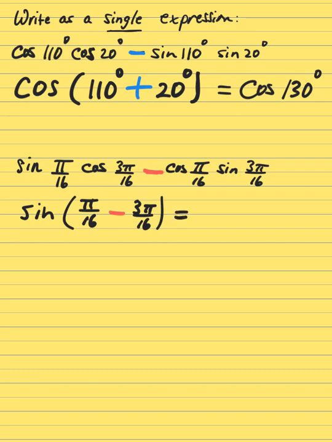So it's going to be sine of negative 2 pi over 16, which will reduce to, and since sine is an odd function, you can even go so far as pulling the negative out. And when you reduce, 2 over 16 reduces to 1/8.